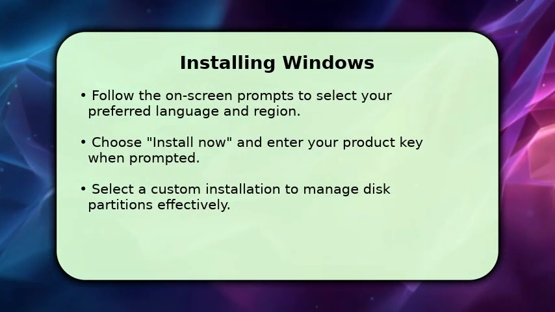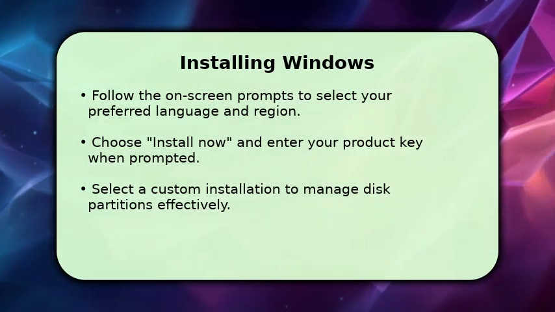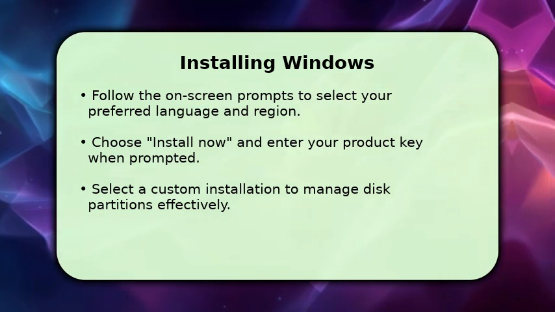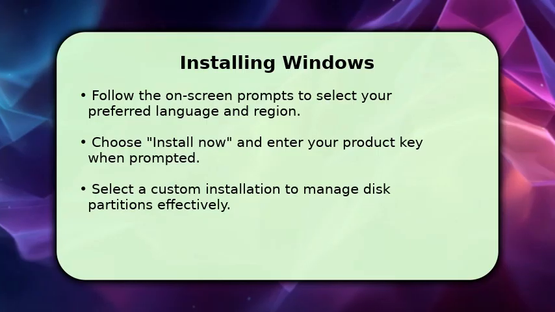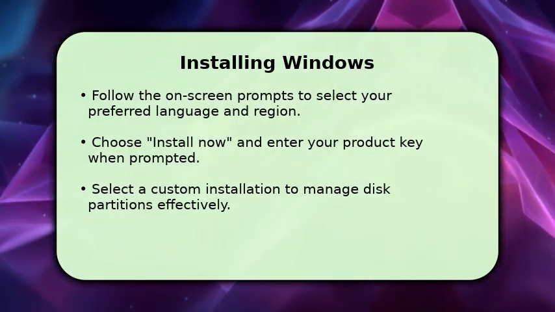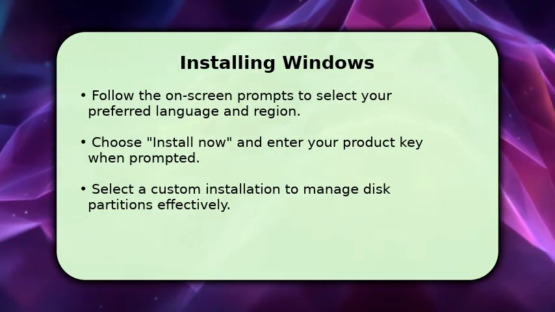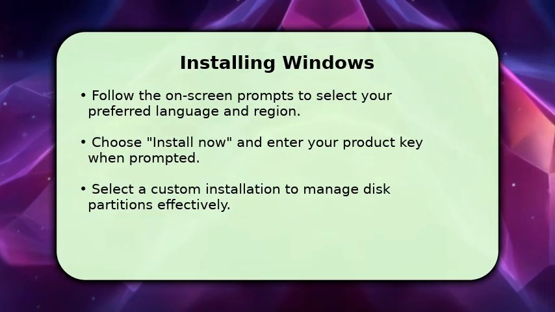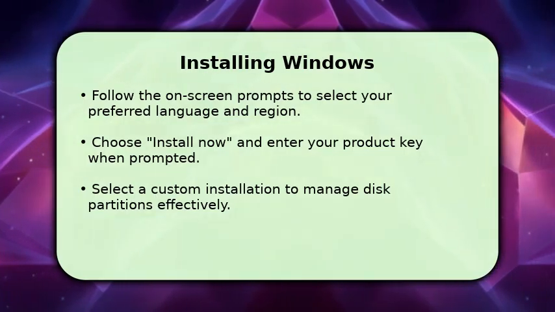After booting from the USB, the Windows setup will begin. Follow the initial on-screen prompts to select your language, time, and keyboard layout. Click Install Now, and if you have one, enter your Windows product key. If not, you can often skip this step for later activation. Choose Custom: Install Windows Only (Advanced) to manage your hard drive partitions.